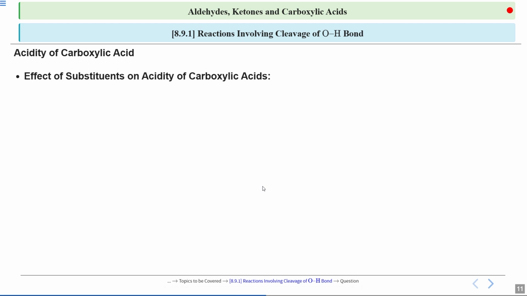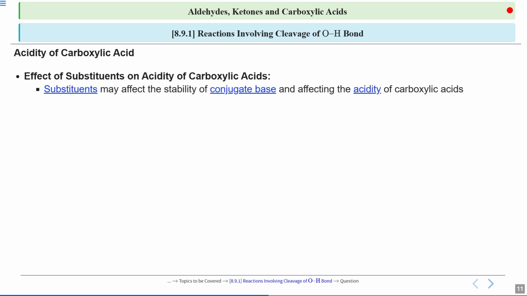Now we will see the effects of substituents, or how substituents can influence the acidity of carboxylic acids. Substituents are directly attached to the main carbon chain, and so they can play a significant role.